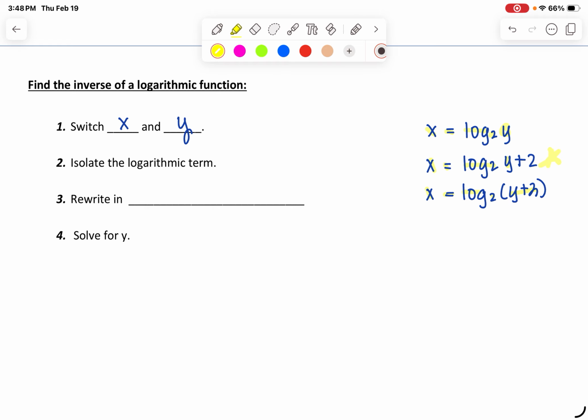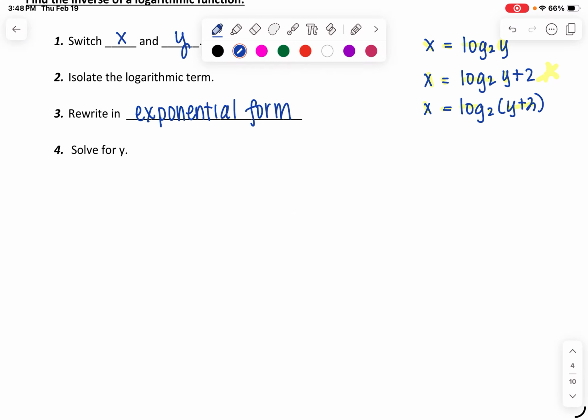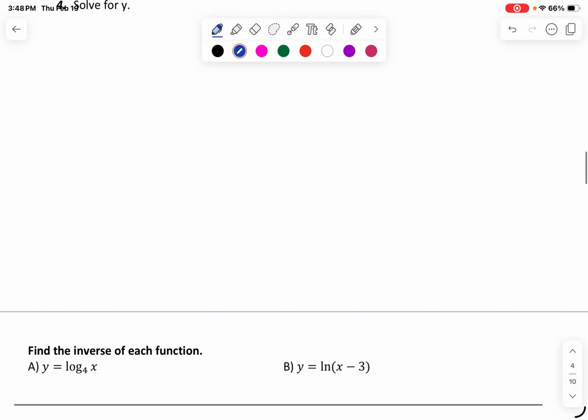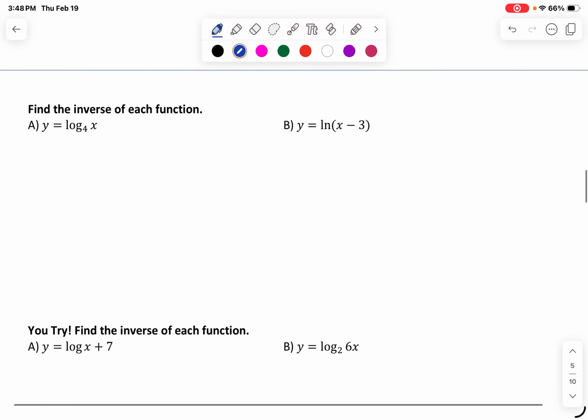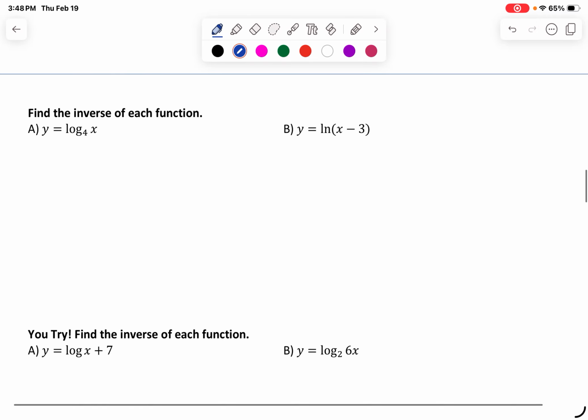You keep moving on. Next, you're going to rewrite in exponential form. The inverse of a log is exponential form. Then you need to solve for y if it's not already solved for y. So if y is not by itself yet, get y by itself. It might be add 2 to both sides, or subtract 6, or divide by 8, or multiply by 7 to get y by itself. All right, I'm going to do 2 with you, and then I'm going to have you try 2 on your own. Okay. All right, so let's go ahead and find the inverse.